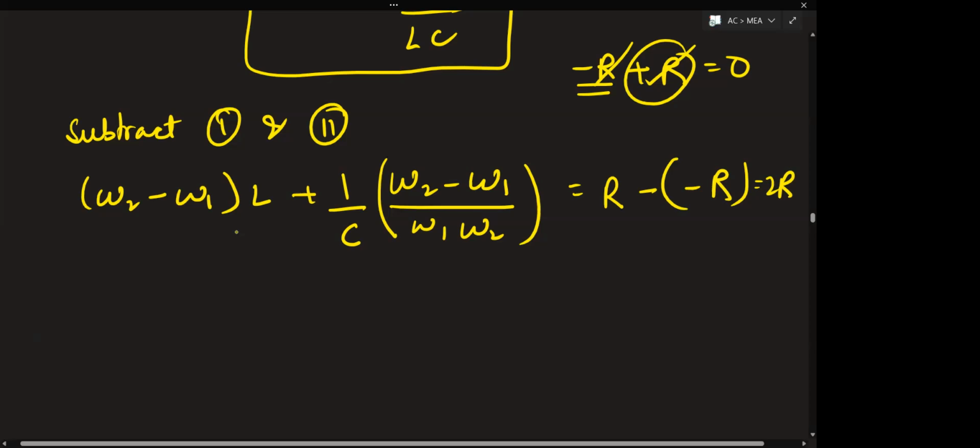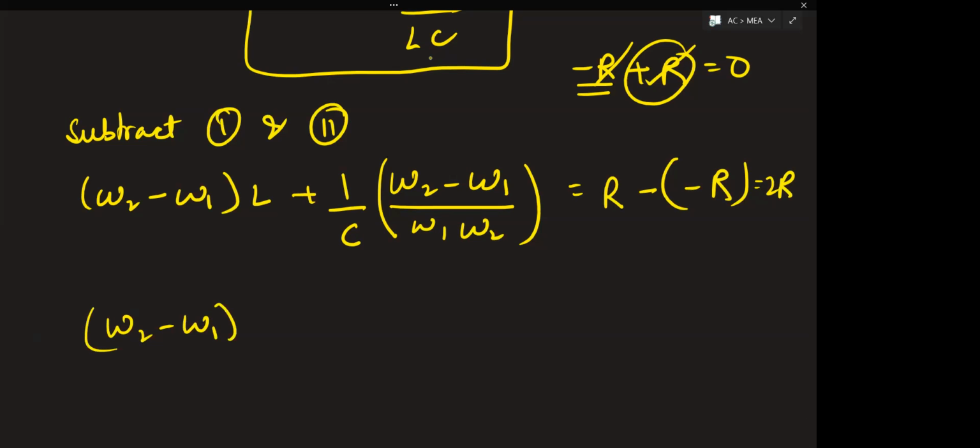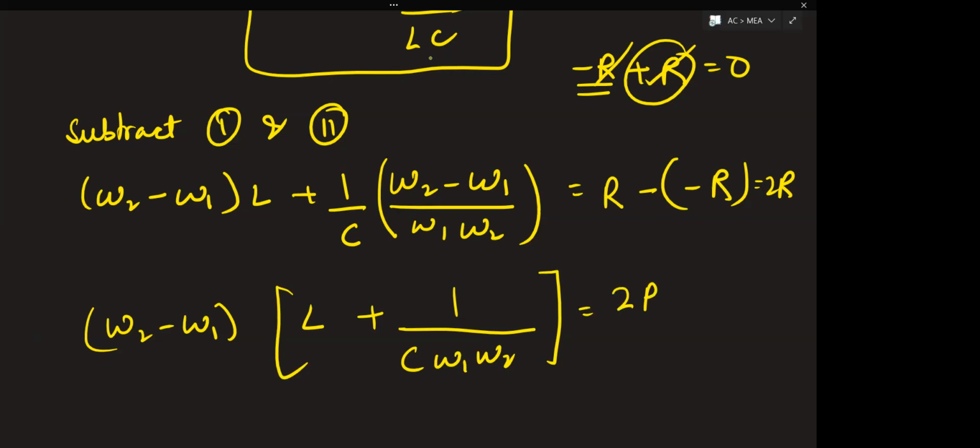Let's do one thing. We can take omega 2 minus omega 1 common from here, because now they won't get cancelled. So at least we can do one thing. We take omega 2 minus omega 1 common, and from here you will be left with L, and from here you will be left with plus 1 by C omega 1 omega 2. This is equal to 2R. Understood? Omega 2 minus omega 1 is taken common, so we are left with only capital L, and from here we are left with 1 by capital C only. Fine? This is equal to 2R.